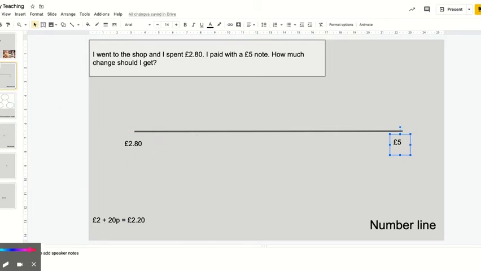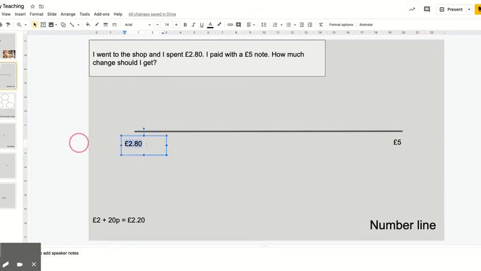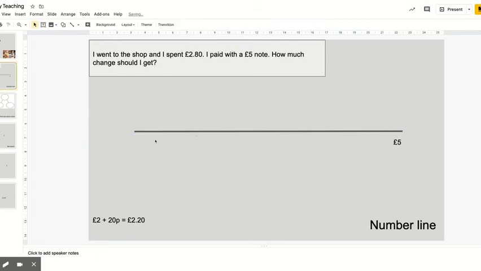No, I'm going to delete that. Don't want my £2.80 there. And I've got a blank number on this side. So if I'm going to subtract, I want the biggest number over here. And now I'm going to take away £2.80. And the number I land on should be the amount of change that I'm given.